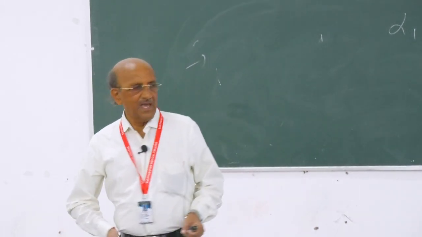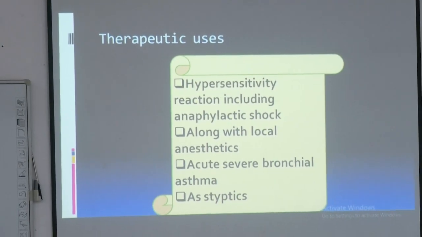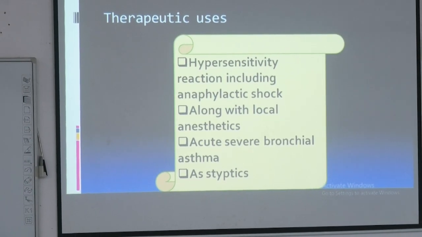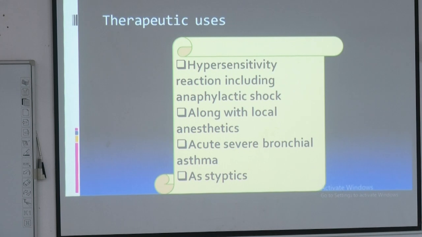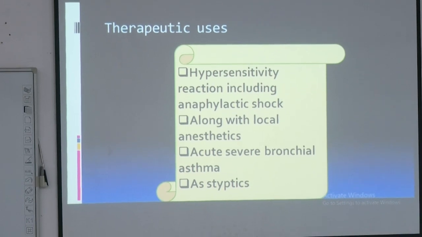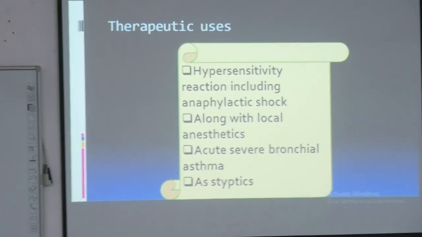How it is helpful in anaphylactic shock. Other uses are along with local anesthetic, and acute severe bronchial asthma, which is obsolete nowadays. It is also a styptic, that is a local hemostatic agent, to prevent local bleeding like nasal bleeding, epistaxis. You can give cotton soaked in adrenaline.